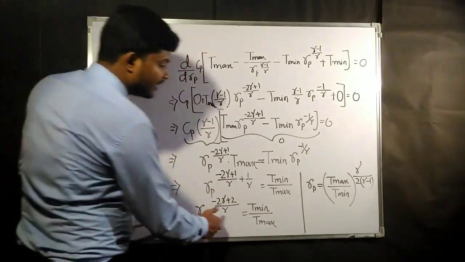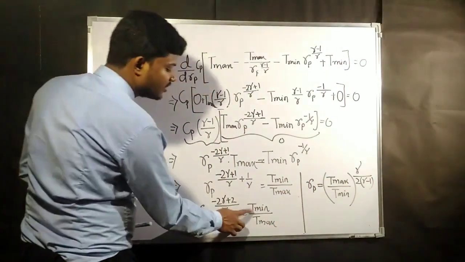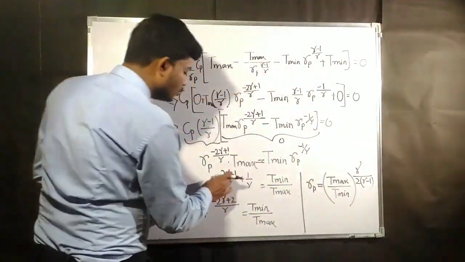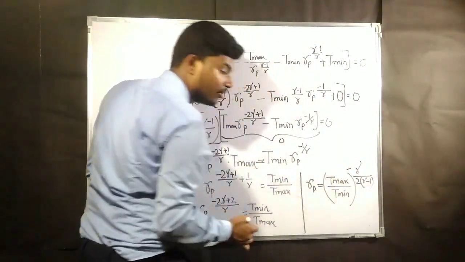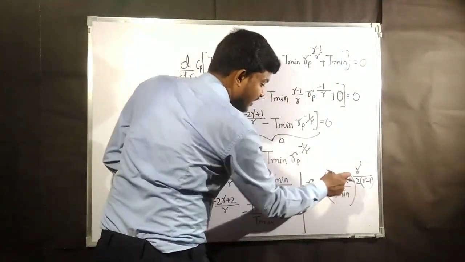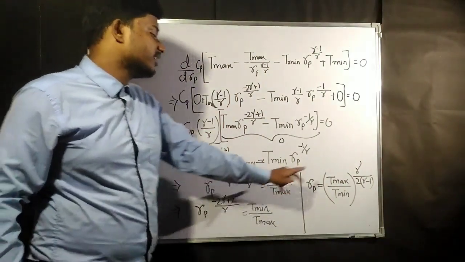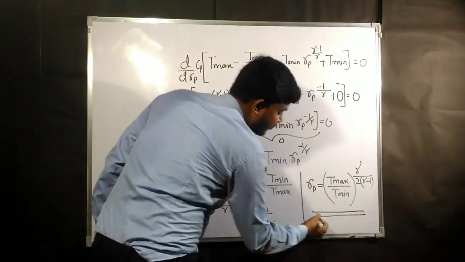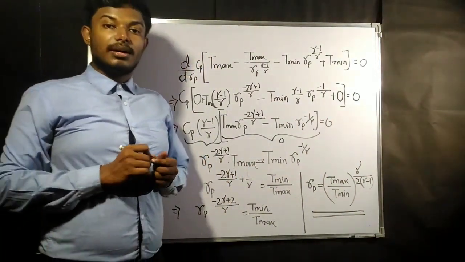In the next step, this was T min by T max. Now we have made it T max by T min, because if you do this, there will be a minus sign here. To remove this minus sign, we are taking the reciprocal of T min by T max, that is T max by T min. So this is the optimum condition for your maximum W net.